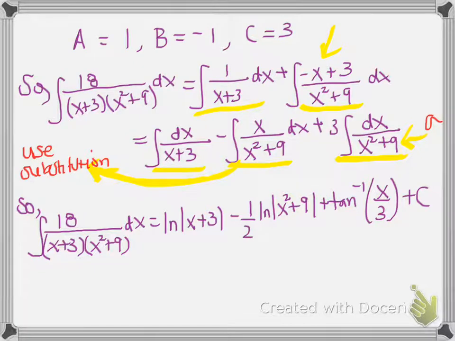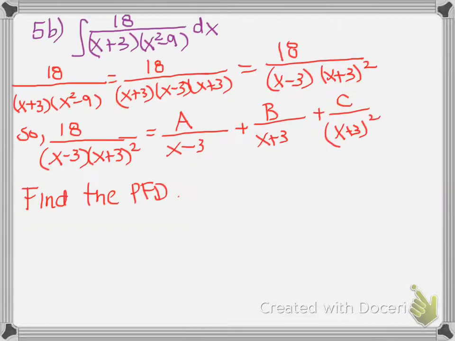And when we get all that, it comes out really nice and pretty. That first one is natural log of the absolute value of x plus 3 minus 1/2 natural log of the absolute value of x squared plus 9 once you do that substitution. And this is plus tan inverse of x over 3 and plus c, of course.